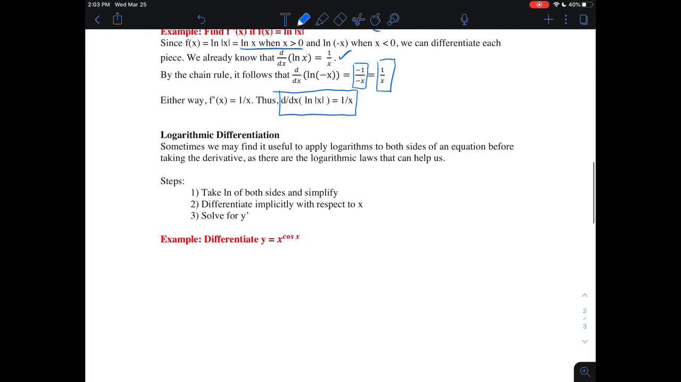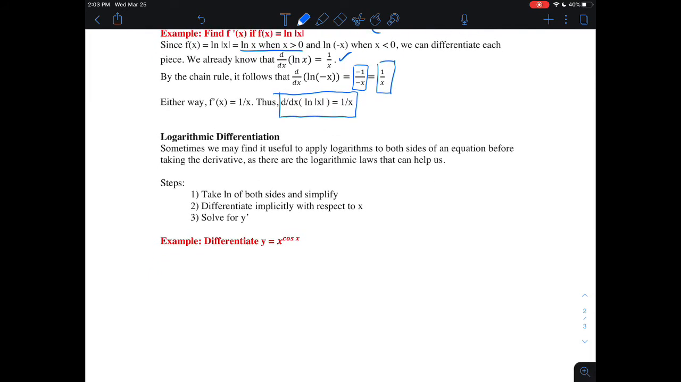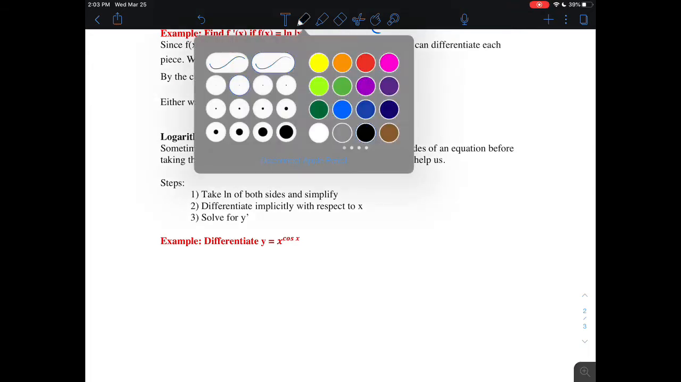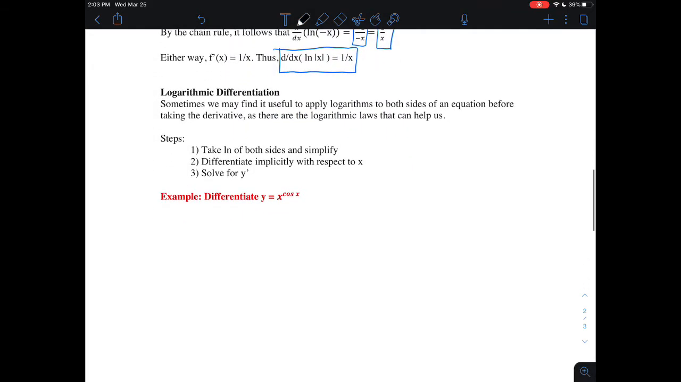So now an application of this new derivative that we've just learned, what's called logarithmic differentiation. Sometimes we may find it useful to apply logarithms to both sides of an equation before we actually take the derivative. And the reason why we would do that is because there are logarithmic laws that can help us.